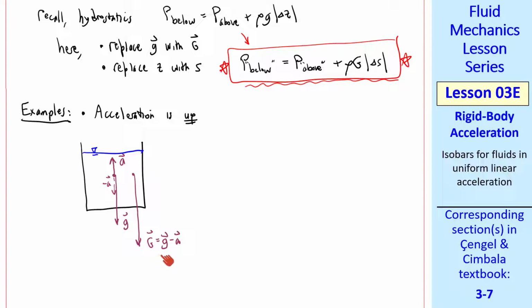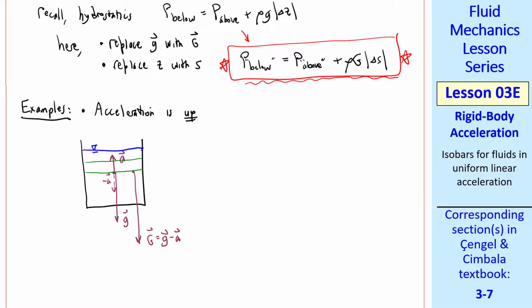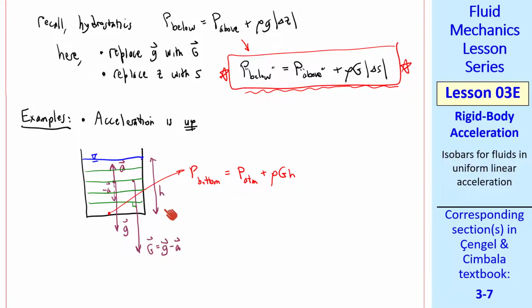By the way, that's why you feel heavier in an elevator that is accelerating upward. When the elevator is accelerating down, you feel lighter. In this case, the isobars are still horizontal. At the bottom of the tank, the pressure is P atmosphere plus rho capital G H, where H is the depth of the fluid. You can see that this pressure is greater than it would be for the hydrostatics case, when the only difference is we have a little g instead of a capital G.